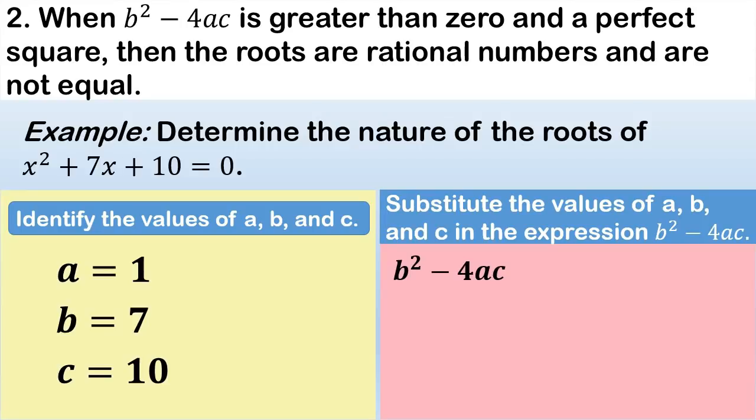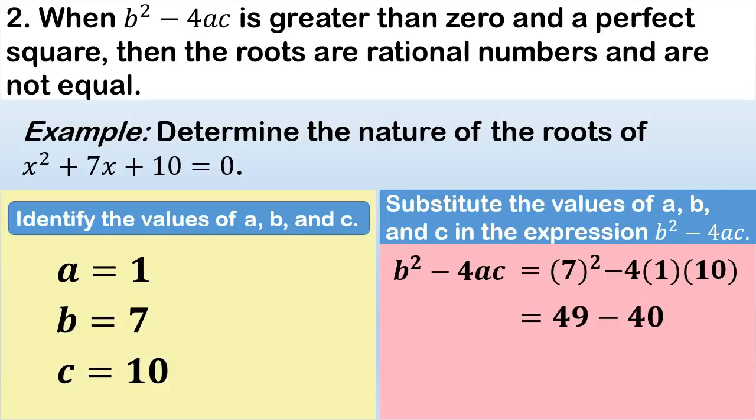Given the expression b squared minus 4ac, let's substitute the values for a, b, and c. It will become 7 squared, the value for b is 7, minus 4 times 1, which is the value for a, times 10, the value for c. Let's simplify. 7 squared is equal to 49. Minus 4 times 1 is equal to 4. 4 times 10 is equal to 40. Let's subtract 49 minus 40. The answer is 9. As you can see, the discriminant of the expression b squared minus 4ac is 9.